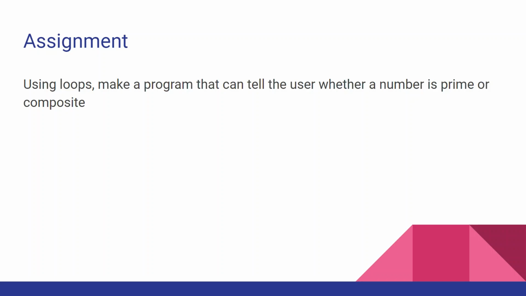Alrighty, now for our final assignment, we're going to utilize loops yet again, and we're going to make a program that can tell the user whether a number is prime or composite. So pause the video and go check what a prime number is and what a composite number is. It's important to understand what makes each prime number or composite number unique from each other.